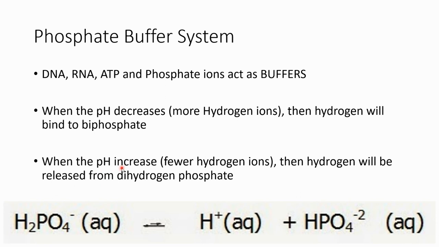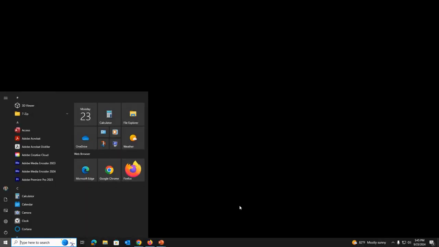When the pH increases, fewer hydrogen ions, meaning it's more basic, then the hydrogen will be released from the dihydrogen phosphate. So this right here is dihydrogen phosphate, and the reaction will go this direction when you're running short on hydrogen ions. So again, this is that buffer that allows you to either take up those hydrogen ions if there's too many, or produce hydrogen ions if there's not enough, to try to make sure that the pH balance is that 7.35 to 7.45. And that concludes chapter 26.